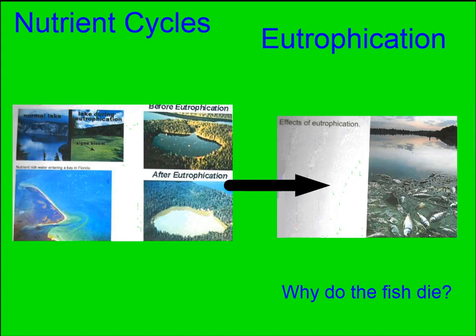So again, nitrogen pollution leads to algae blooms. The algae dies. Decomposers use up the oxygen, and that leads to a lot of dead fish. You should know what limiting nutrients are.